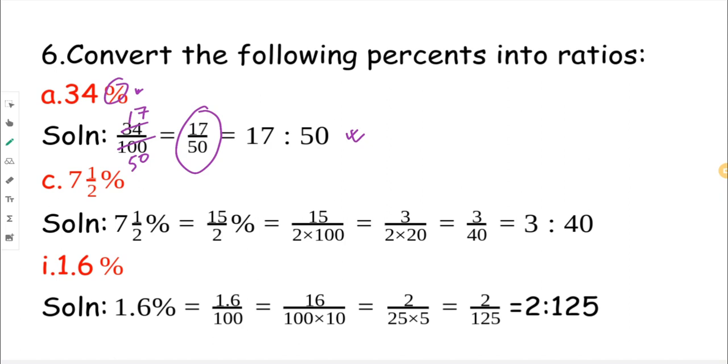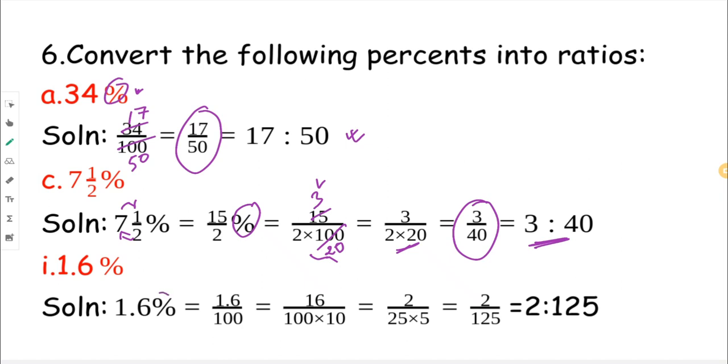Now let us look at, say, 7 1/2, which means what? 2 sevens are 14, right? And 14 plus 1, 15. I'll have 15 by 2%. This is simply divided by 100, right? So you can already see here, 5 3s are 15, 5 2s are 10. So you can see we can't divide anymore. So in the numerator we have 3, then in the denominator 2 into 20, which is 40, right? I'm going to have 3 by 40, which can be written in the ratio as 3 is to 40.